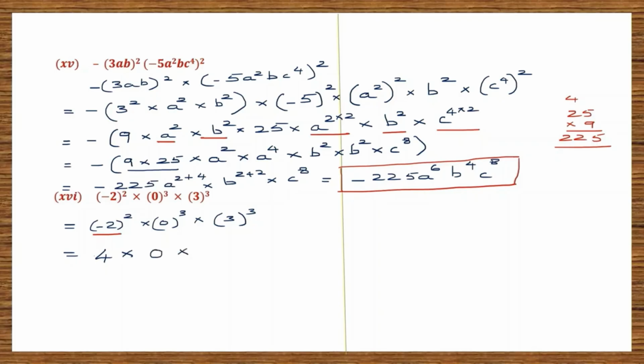Now you know that when you multiply 0 any number of times, your answer is going to be 0. Into, now multiply 3 times, 3 raised to the power of 3. 3 3s are 9. Let's do this here. 3 3s are 9, 9 3s are 27. So here we write 27. Now here we have 4 into 0 is 0 and 0 into 27 is 0. So the answer here is 0.